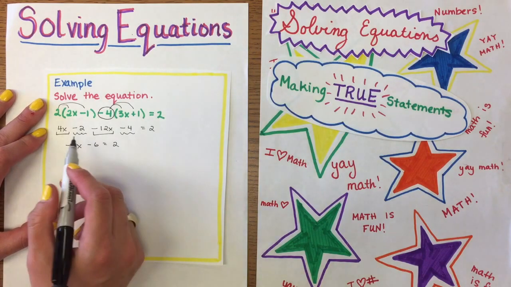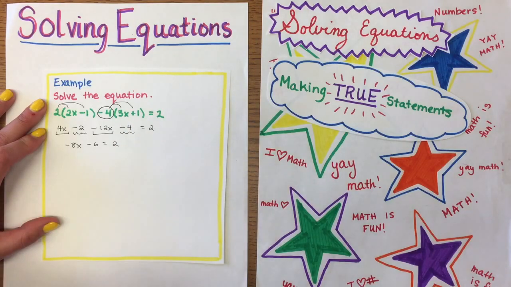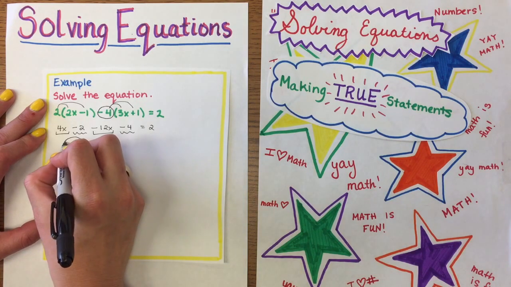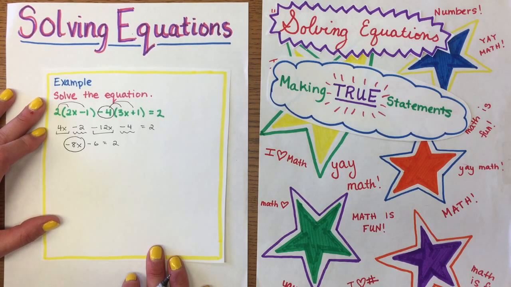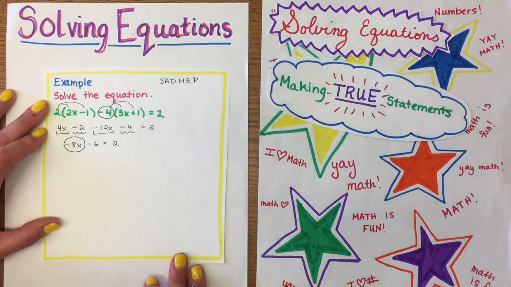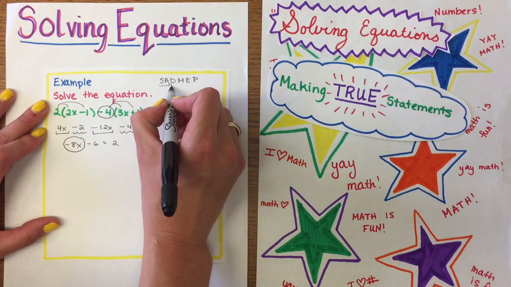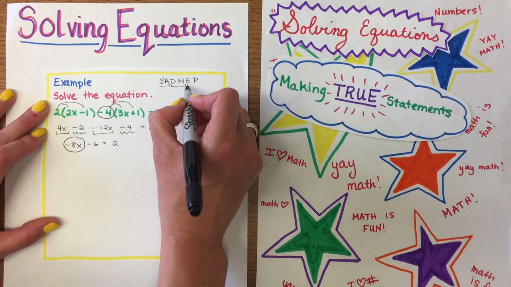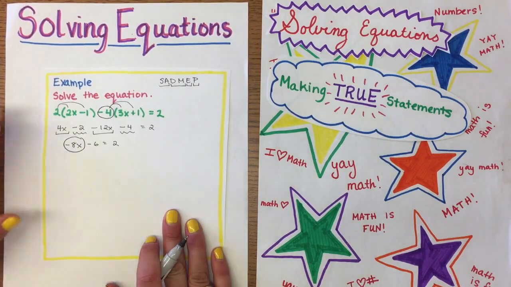Now that I have simplified the left-hand side and I've simplified the right-hand side, I want to isolate my variable. I'm going to isolate my variable first by isolating the first term. When I'm solving an equation, I'm actually going to use SADMAP, which is PEMDAS backwards. That means I want to do my addition and subtraction first. Then I'm going to do my division and multiplication. Then I'm going to do my exponents, and then I'm going to do my parentheses. So I'm actually reversing the order of PEMDAS.